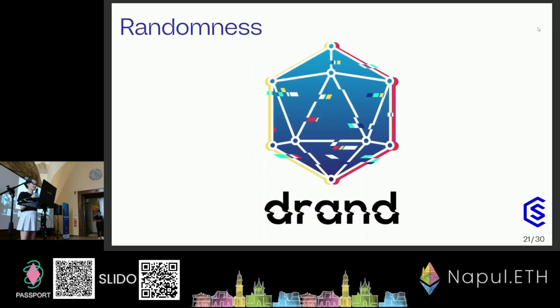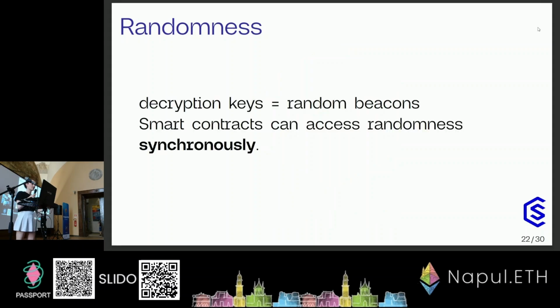Now, a last feature that we have is, I don't know if you've heard of DRAND. DRAND is also a threshold network which has as a primary goal to generate random beacons regularly. And we use very similar cryptography to DRAND, which has this interesting property that our decryption keys are also random beacons. And in the same way, DRAND's random beacons can also be used as decryption keys, which is why they also have the time lock encryption application that is running today.